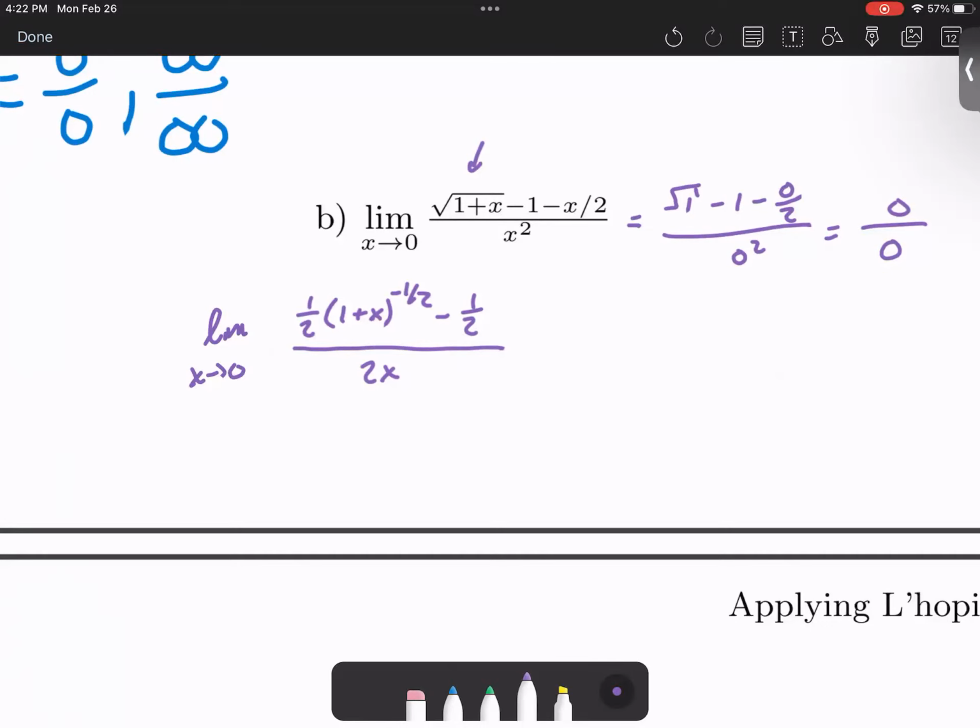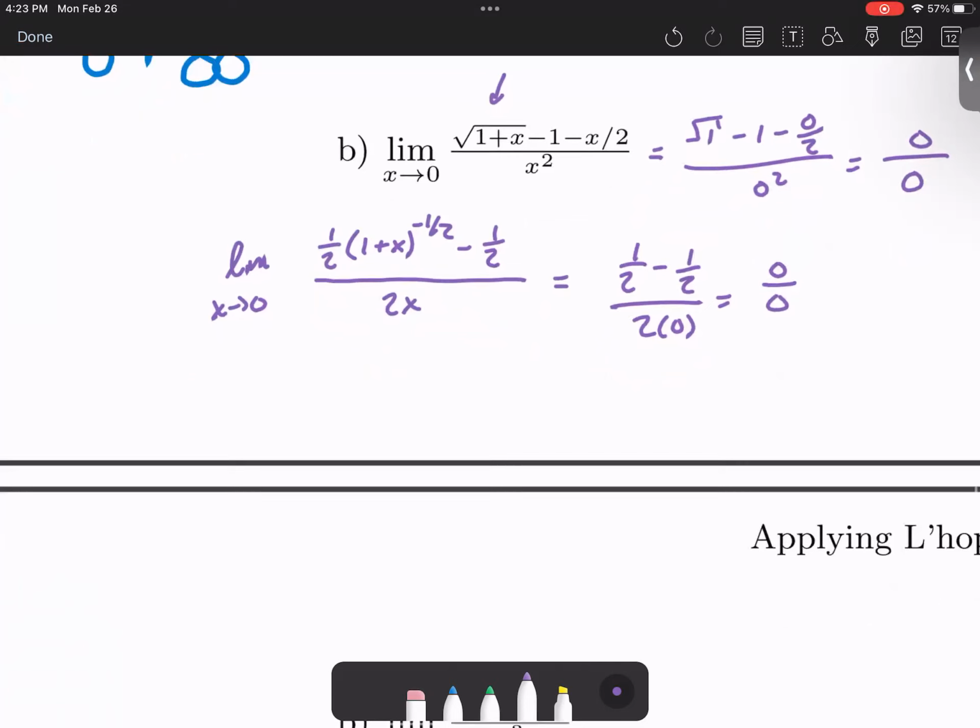Now let's try to take the limit, and if we're able to get something, we can claim that this is the limit. From direct substitution, 1 plus 0 is 1. The square root of 1 is 1. So we have 1 over 2 minus 1 over 2, over 2 times 0. That's 0 over 0. Oh, we got the indeterminate form again. But this is the cool thing about L'Hopital's rule. We'll just try to do it again.